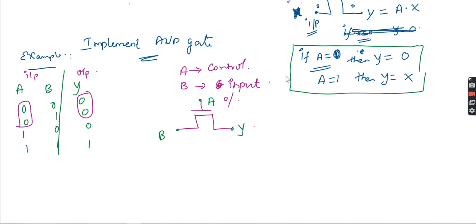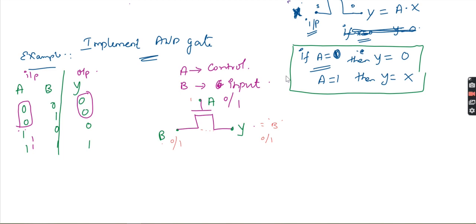Next, I will apply A is equal to 1. When A is equal to 1, this transistor will be turned on. When the transistor is turned on, Y will get B. So if A is 1 and B is 0, we get 0. If A is 1 and B is 1, then Y will be 1. See, one single transistor is enough to implement this.